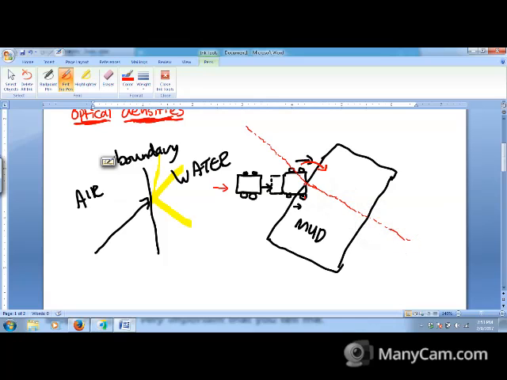Imagine that was straight for a second. Sorry. All right, so it's coming in at this angle. What's going to happen is it's going to bend in a way such that it's going to drive, we'll say, a little closer to the normal. Maybe over here. Right, so it's going to travel over here.